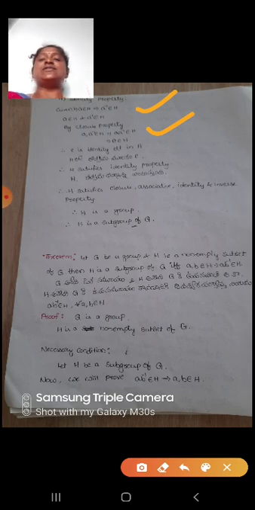Therefore, H satisfies the closure property, identity property, inverse property, and associative property also. Therefore, H is a group under the given condition. Therefore, H is a subgroup of G. So, this is the first theorem.